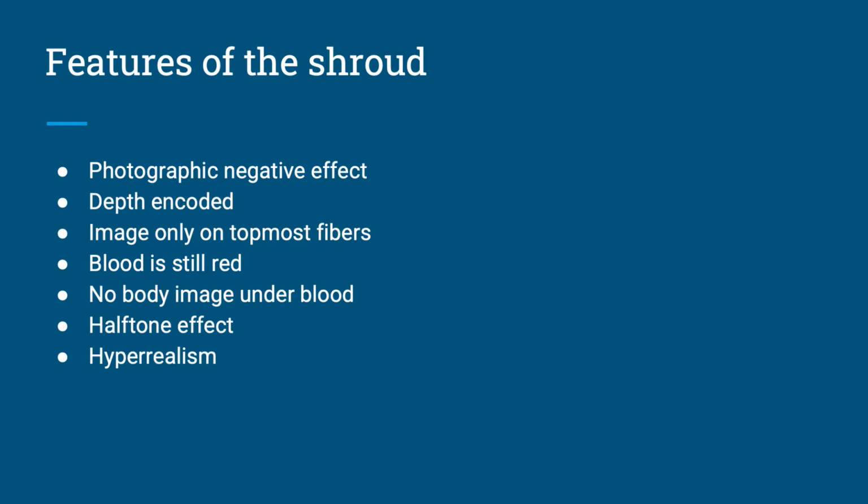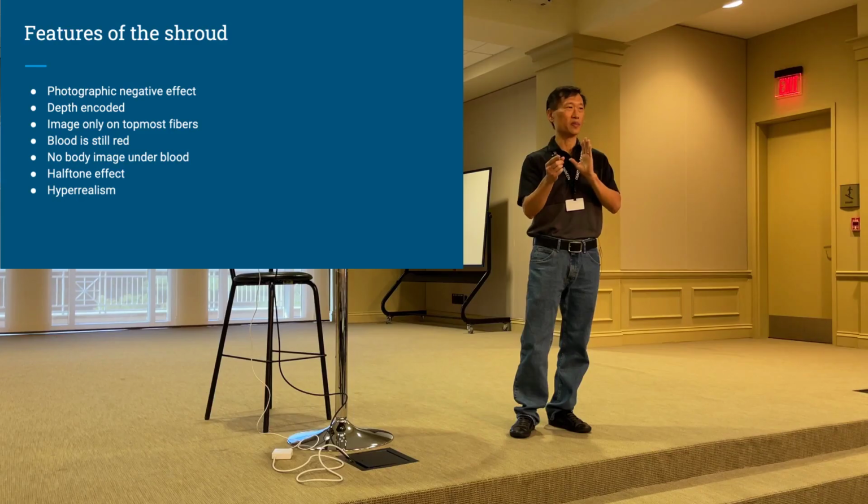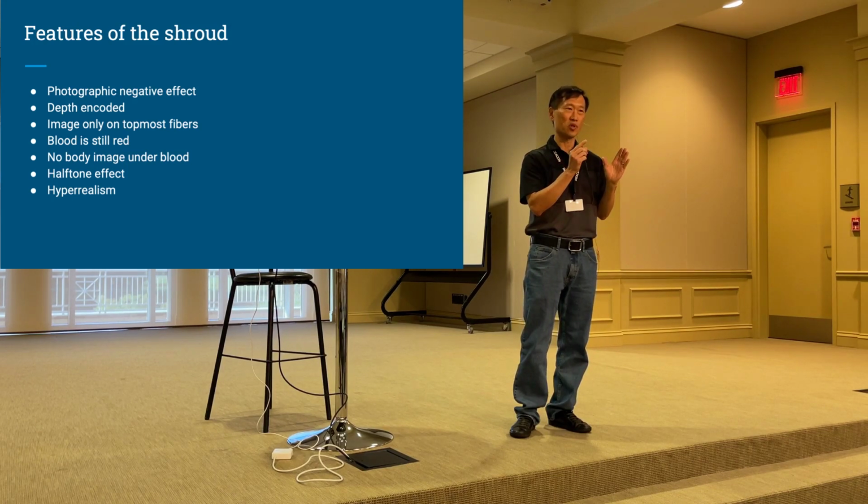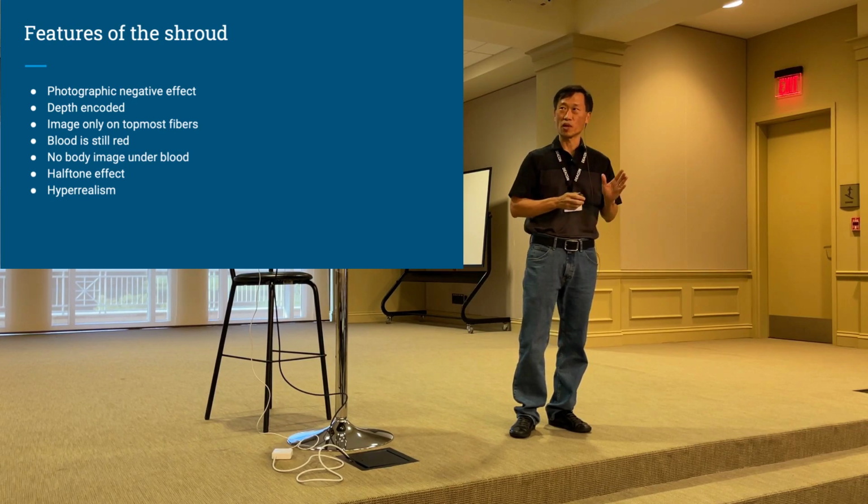First of all, we talked about how the shroud is actually a photographic negative, and that was discovered when someone took a picture of it in 1898. They developed it, and when you look at a photographic negative plate, it is more discernible than the actual image that you would see with the eyes. So what that means is there's some sort of photographic negative effect on the shroud.